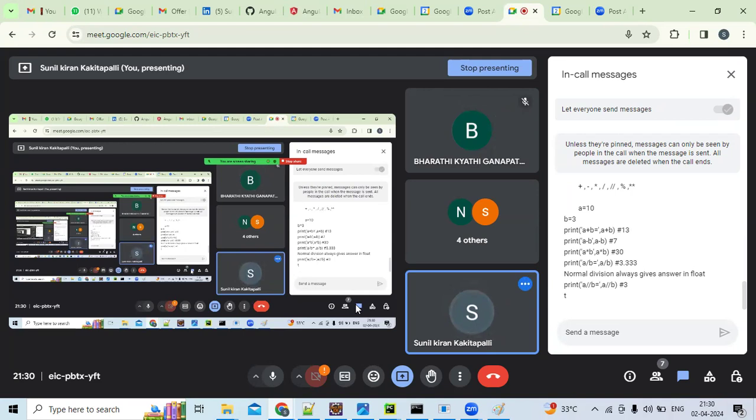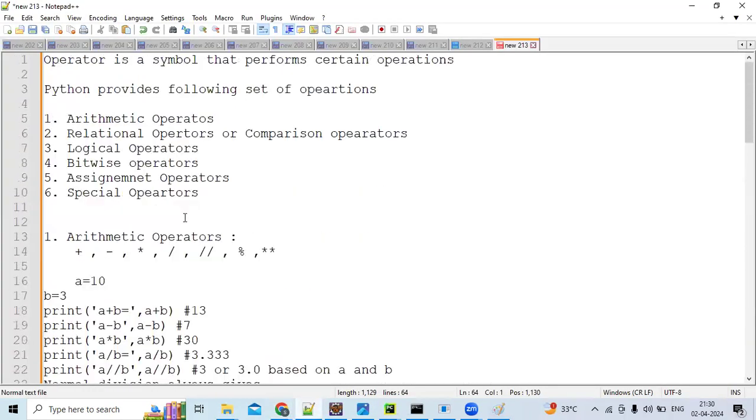So we are done with the bitwise operators. Am I correct, guys? Now we'll go with assignment operators.